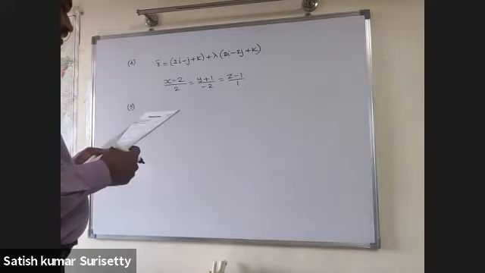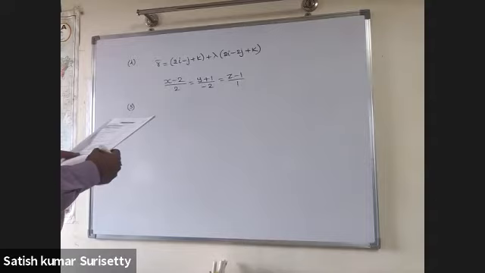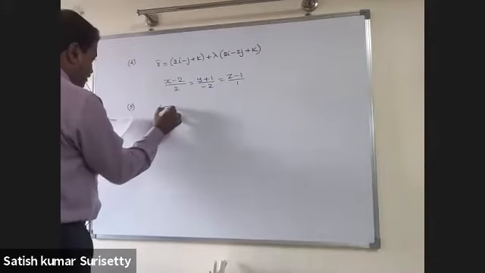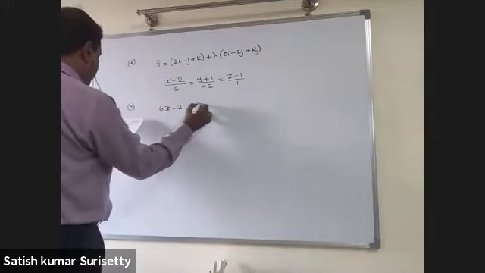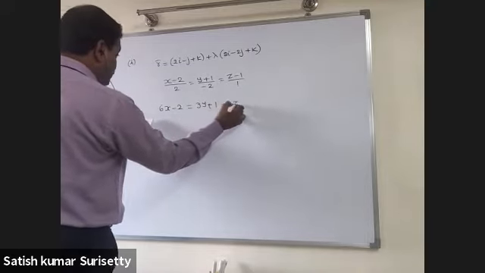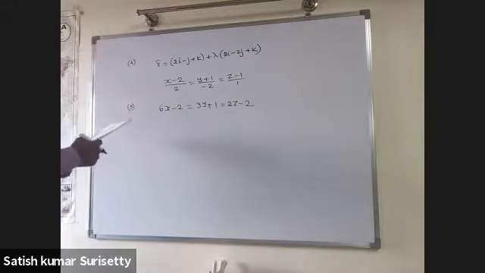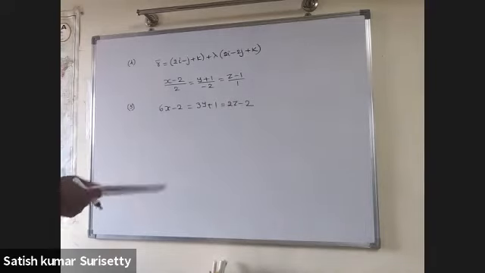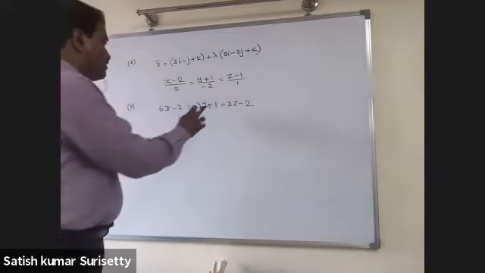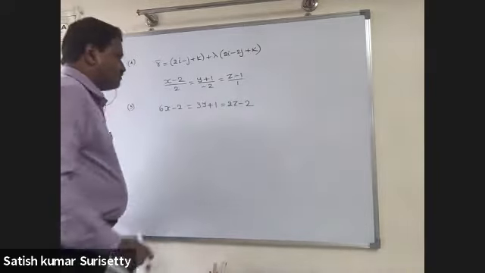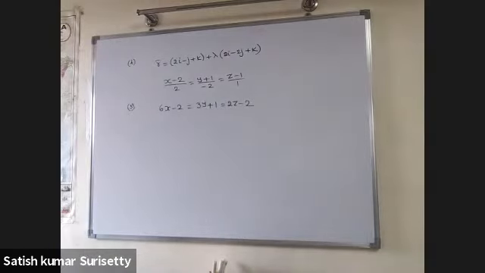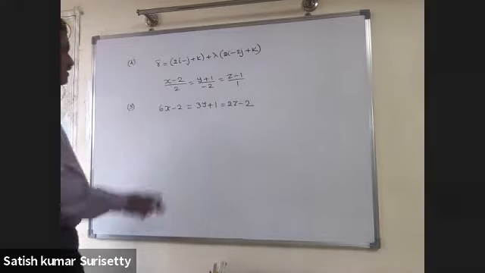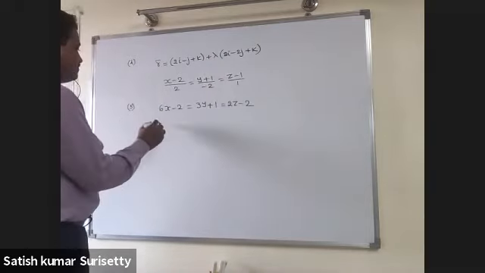Next, the Cartesian equation of a line is 6x minus 2 equal to 3y plus 1 equal to 2z minus 2. Find its direction ratios and also find the vector equation of the line. First, convert it into the standard symmetric form of a line. Always the x coefficient, y coefficient, z coefficient must be what? 1. So what do you have to modify in this equation?